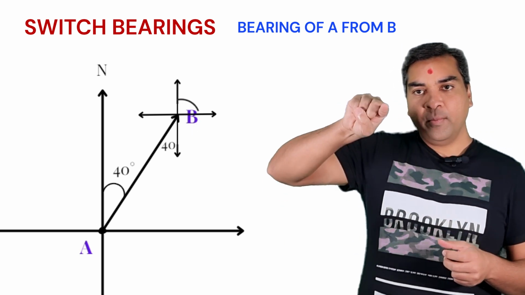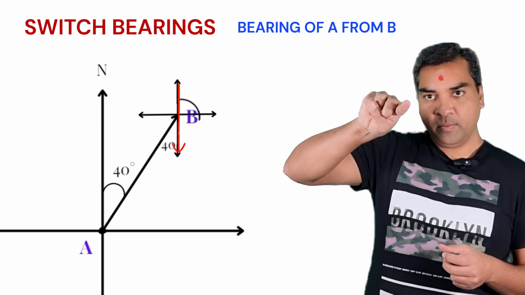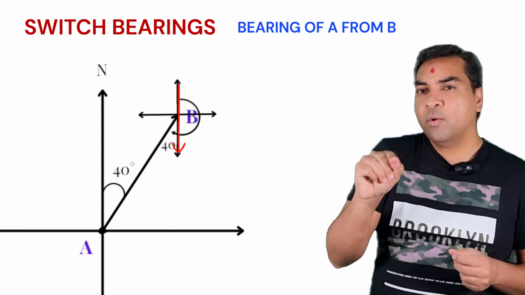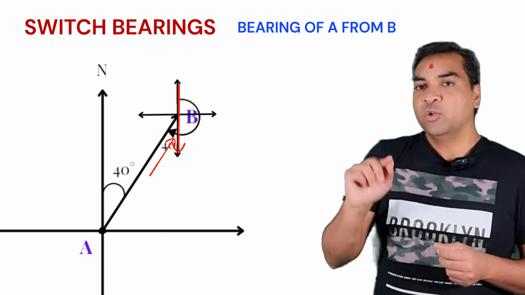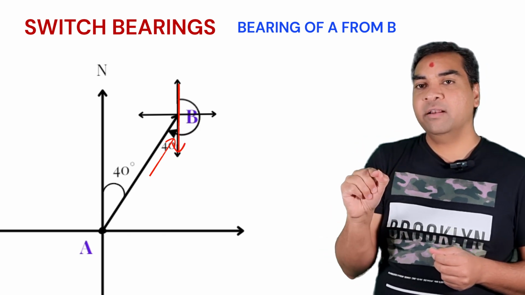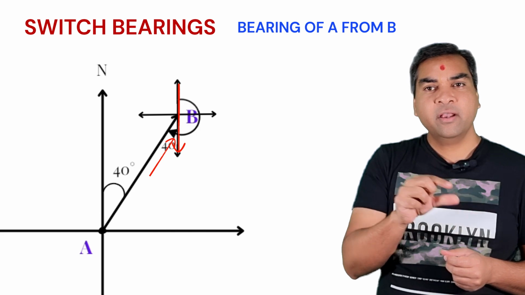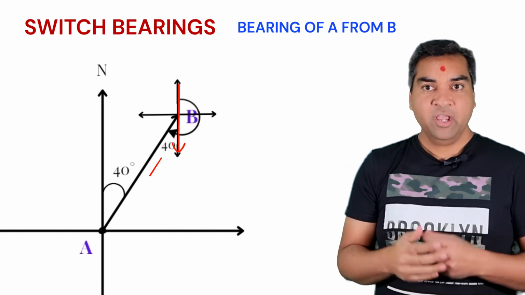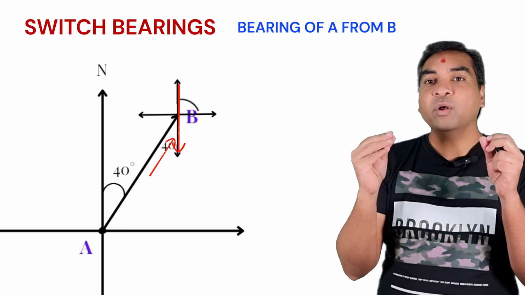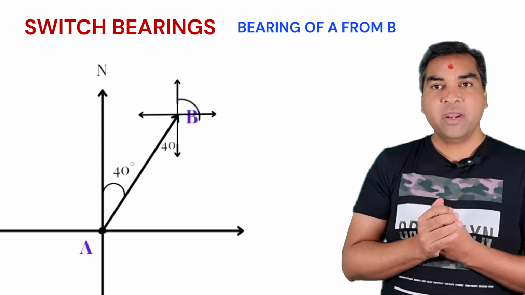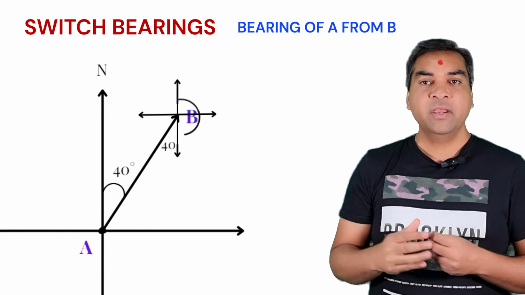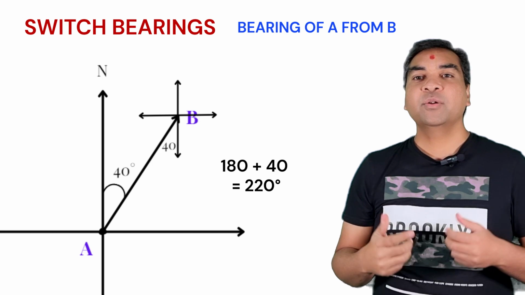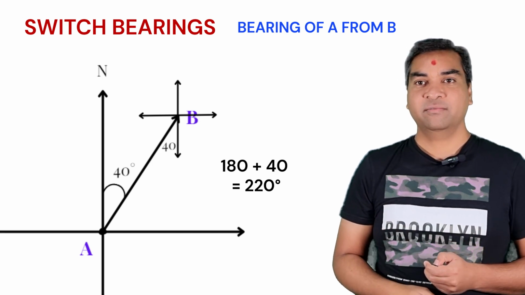And now from north to south, this is 180 degree, and then I do have a little extra angle. To find out that little extra angle, I can look at 40 degree and the little extra angle, and they both are alternate angles. Because they're alternate angles, they both are equal. So my bearing of A from B is going to be 180 plus 40, which will be 220 degree.